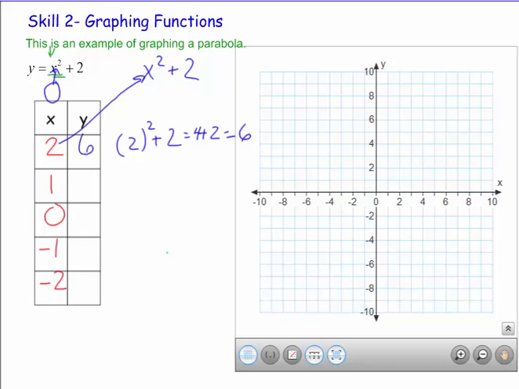So that represents an ordered pair 2, 6. So we'll go over 2, 1, 2, and up 6. 1, 2, 3, 4, 5, 6, and that's our first point. We'll continue to fill in the values for the table. Now we'll take x is 1, substitute it right here. 1 squared plus 2. First we square, then we add. So that's our ordered pair, 1, 3, over 1 up 3.